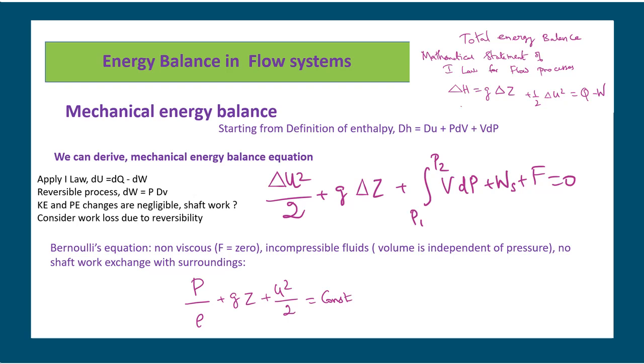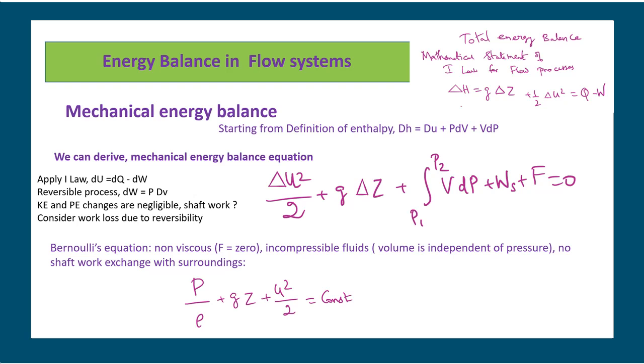What is Bernoulli's equation? It is nothing but a special case of this energy balance in flow systems. This Bernoulli equation is a special form where we consider a non-viscous fluid, where this F becomes 0, and for incompressible fluids volume is independent of pressure, and there is no shaft work exchange with the surroundings. In that case, we will get Bernoulli's equation, P by rho plus g into Z plus u square by 2 equal to constant.